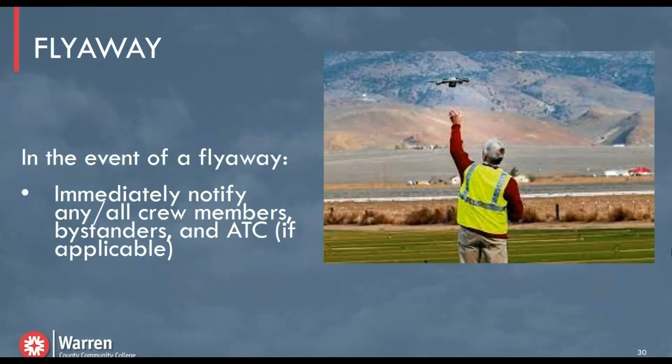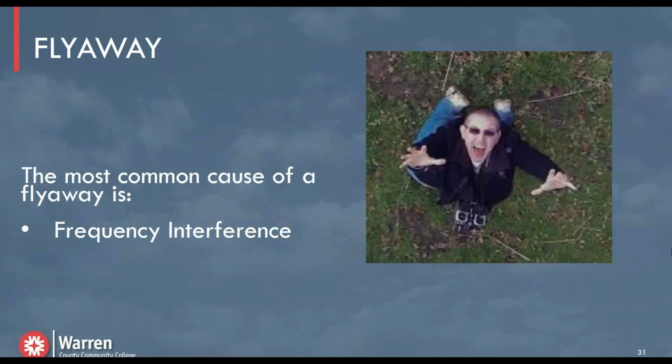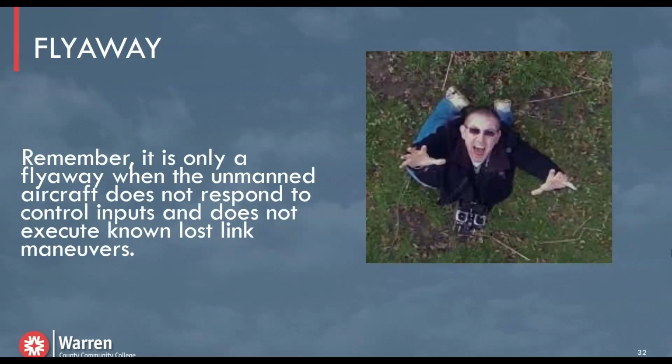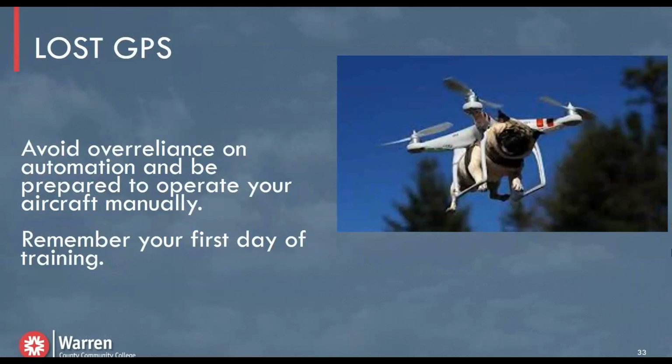You don't just wave goodbye in the event of a flyaway. You need to immediately notify all your crew members, bystanders, and air traffic control if applicable, and check your local regulations. You may even have to notify local police and emergency responders, depending on where you are. This is going to be the answer on a question. If they say, what is the most common cause of a flyaway? It is frequency interference, so keep that in mind. Remember that it's only a flyaway when the unmanned aircraft does not respond to control inputs and does not execute its known lost link maneuvers.